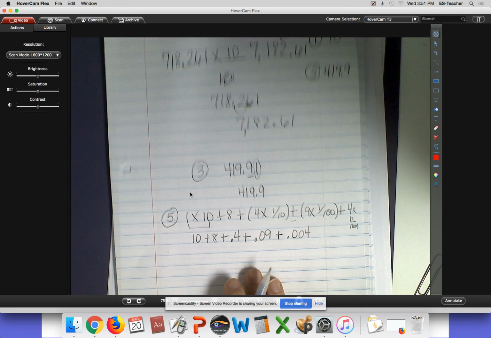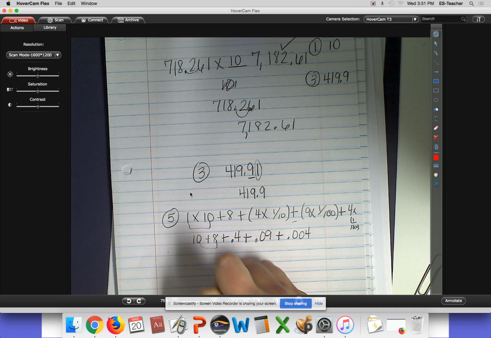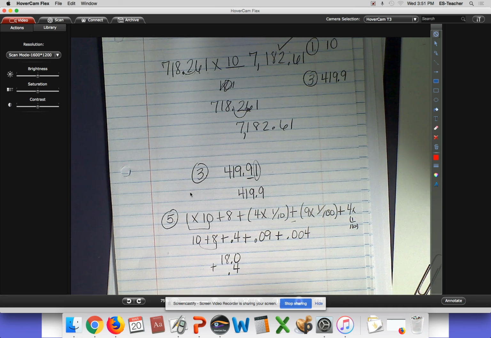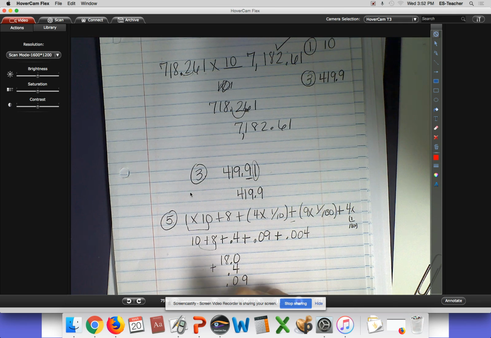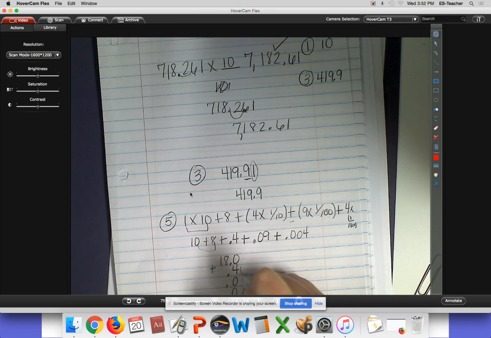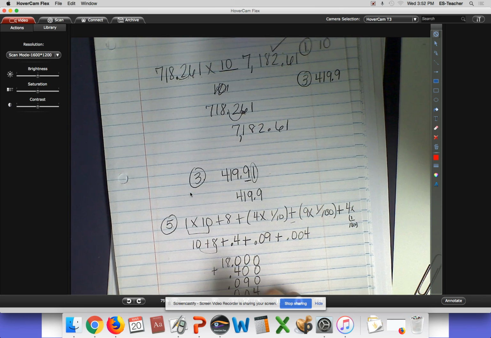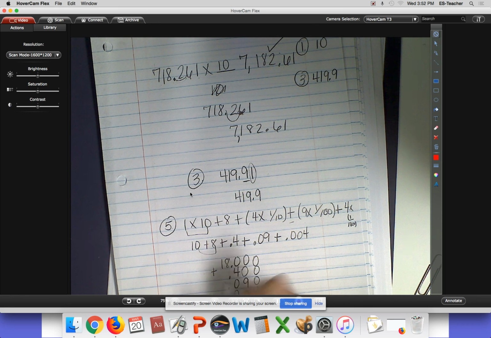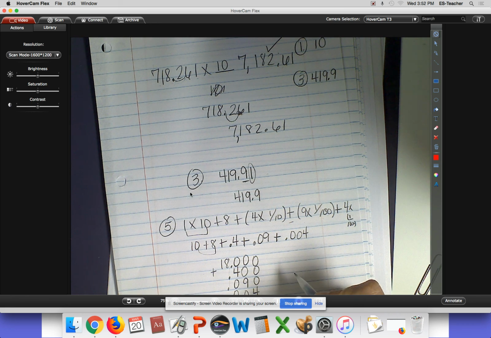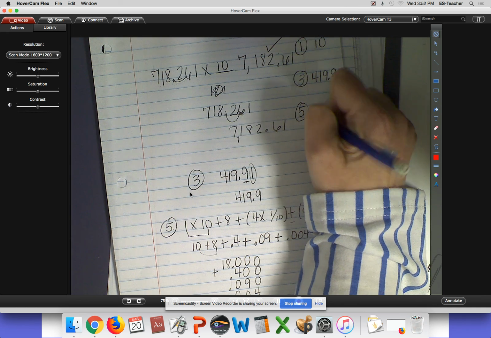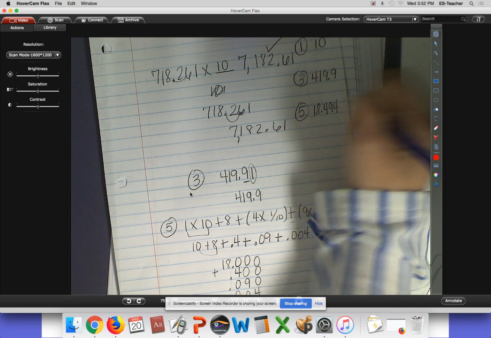If I add all of this up, I have 18 plus decimal 4, 09, 004. I'm going to fill these with zeros so I don't get confused. This is 4, this is 9, this is 4. Bring down my decimal, and then I have 18. So the answer for number 5 is 18 and 494 thousandths.